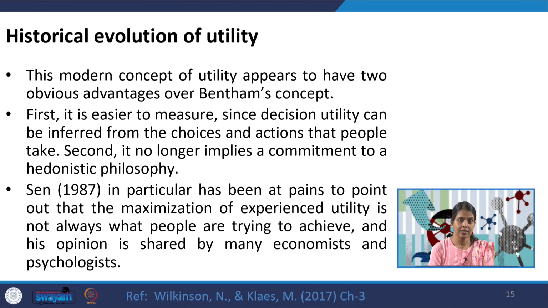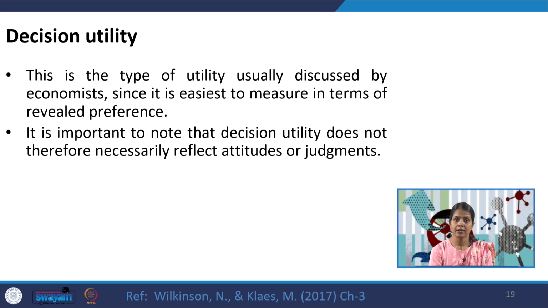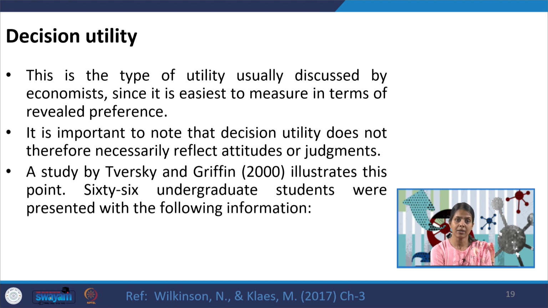Sen in 1987 in particular has been at pains to point out that the maximization of experienced utility is not always what people are trying to achieve, and his opinion is shared by many economists and psychologists. Now, again going back to decision utility, this is the type of utility usually discussed by economists since it is easiest to measure in terms of revealed preference. It is important to note that decision utility does not necessarily reflect attitudes or judgments. A study by Tversky and Griffin illustrates this point.